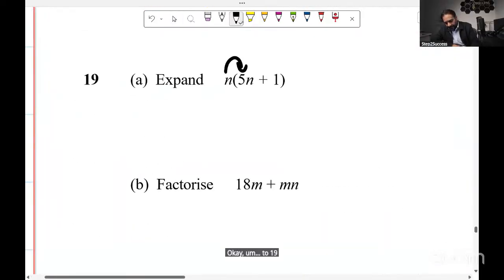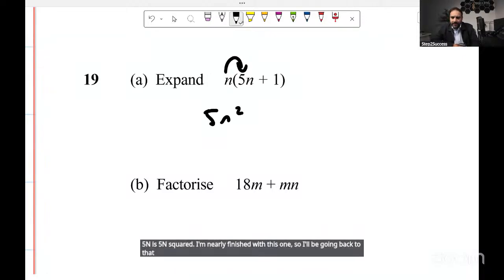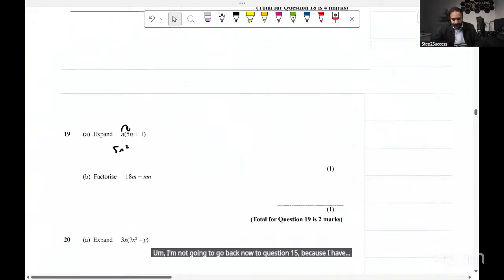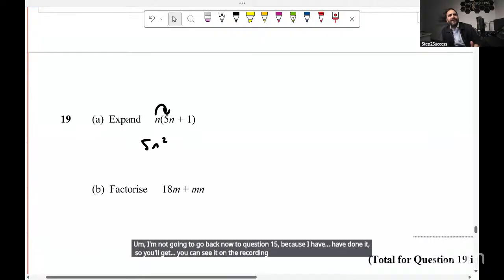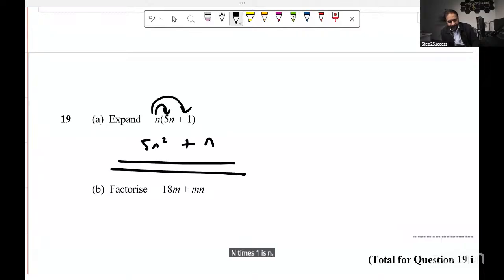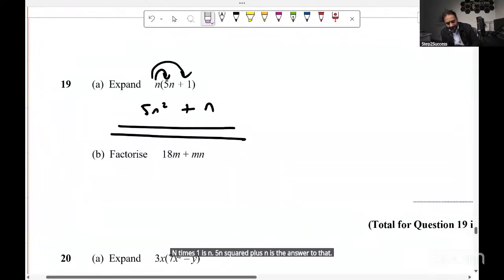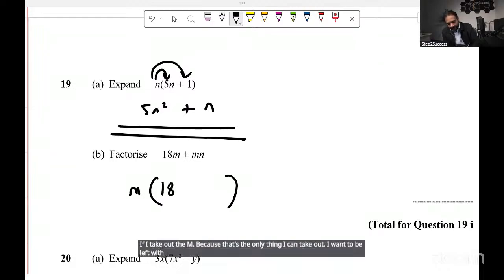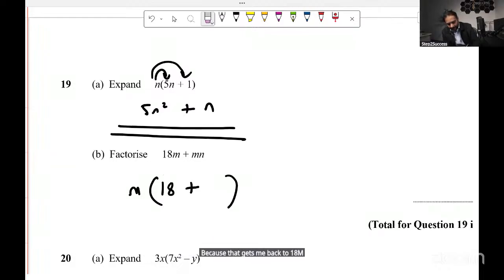19. N times 5n is 5n squared. I'm nearly finished with this one, so I'll be going back to that question that you have asked about year 8, question 12 in just a moment. I'm not going to go back now to question 15 because I have done it, so you can see it on the recording of it later. 5n squared. N times 1 is n. 5n squared plus n is the answer to that. Factorize 18m plus mn. If I take out the m, because that's the only thing I can take out, I'm going to be left with 18, because that gets me back to 18m, plus, what do I need here? Just an n. So that is the answer to that.